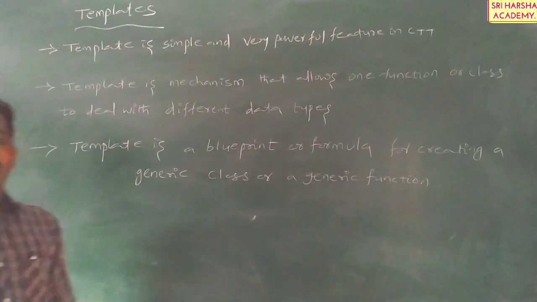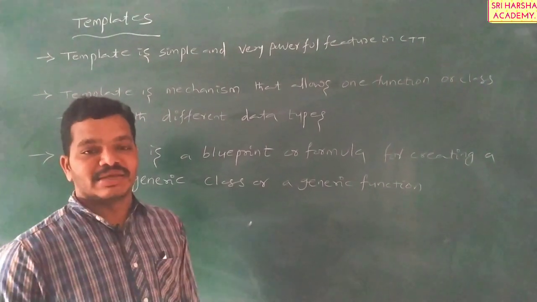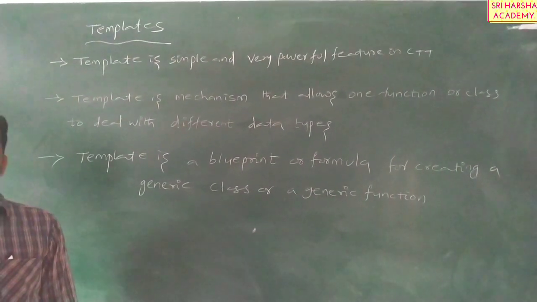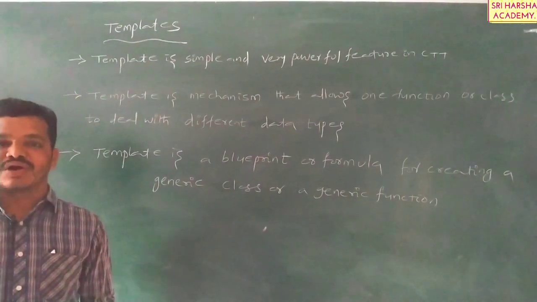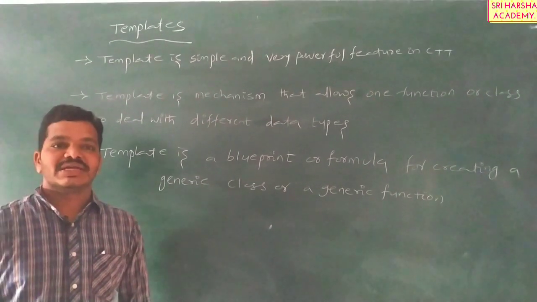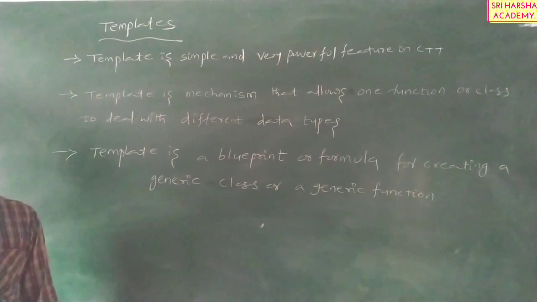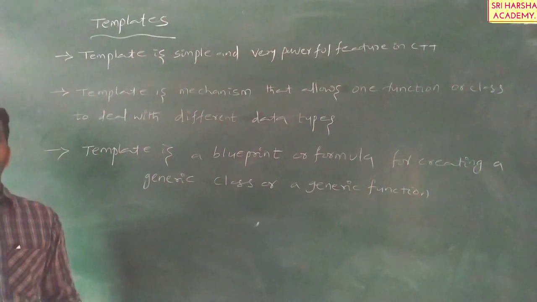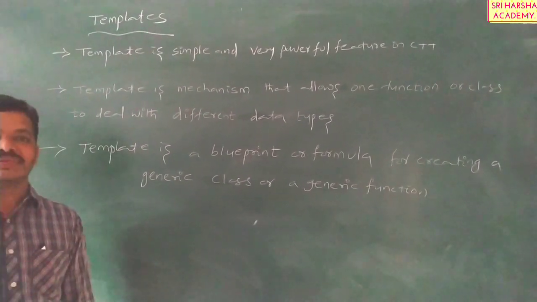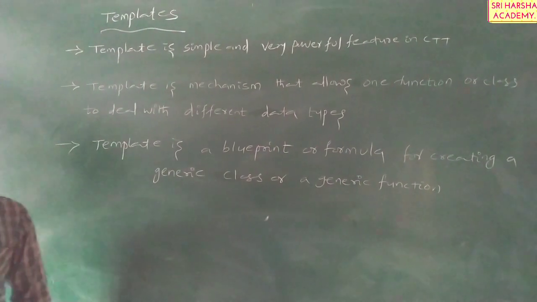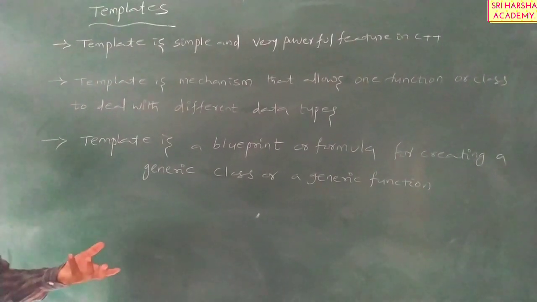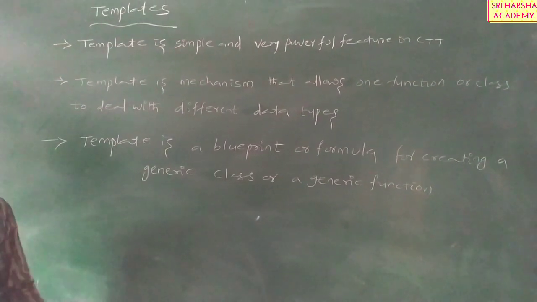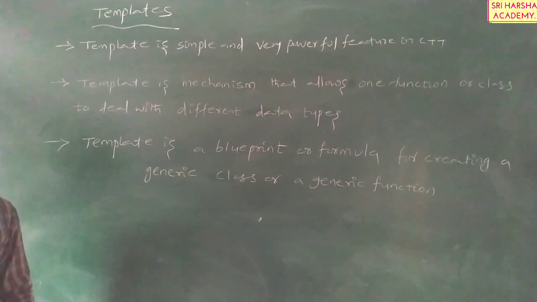So why do we learn templates in C++? Generally in C++ we have the concept of function overloading. Function overloading means the same function performs different functionality. That is, more than one function has the same name but a different signature. Here the signature is the order of arguments, the number of arguments, and the type of arguments. The function name is the same.